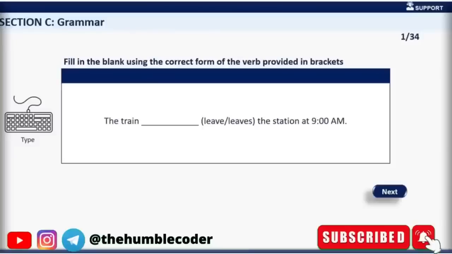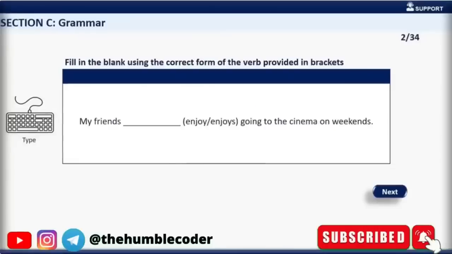Moving on to the first question. Fill in the blank using the correct form of verb provided in the bracket. The train dash, leave or leaves, the station at 9 a.m. The correct answer in this case would be leaves. Okay, let's move on to the next question. Fill in the blank using the correct form of word provided in the bracket. My friend dash, enjoy or enjoys, going to the cinema on weekends. The correct answer in this case is enjoy.